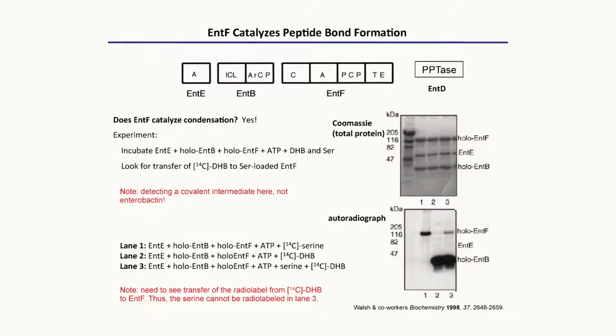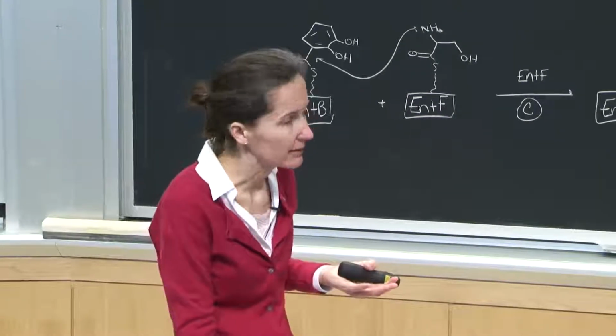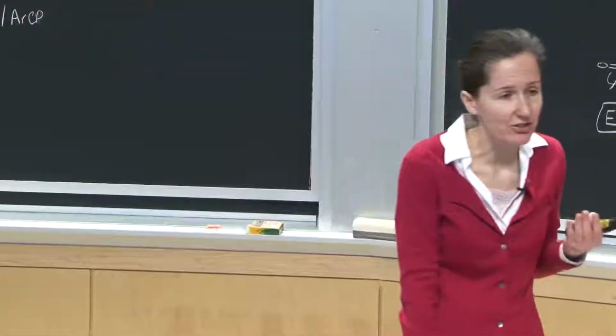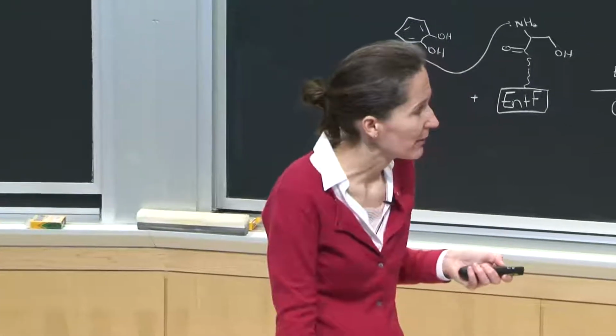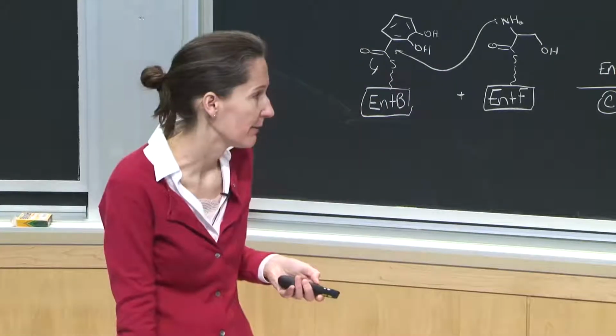So what do we see? We have the total protein and then the autoradiograph. And so we have holo and F and E, holo and B, right? And the question is, where do we see radio labels transfer? And if we look at lane 3, where we have the proteins, ATP, serine, and radio labeled DHB, what we observe is that there's some radioactivity here. Okay, which is indicative of a covalent intermediate. And again, you should work through these gels and work through the different conditions and make sure it makes sense to you what's seen in each one.